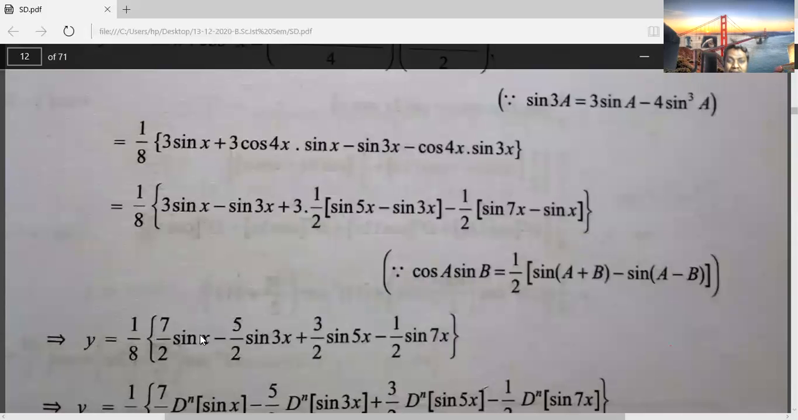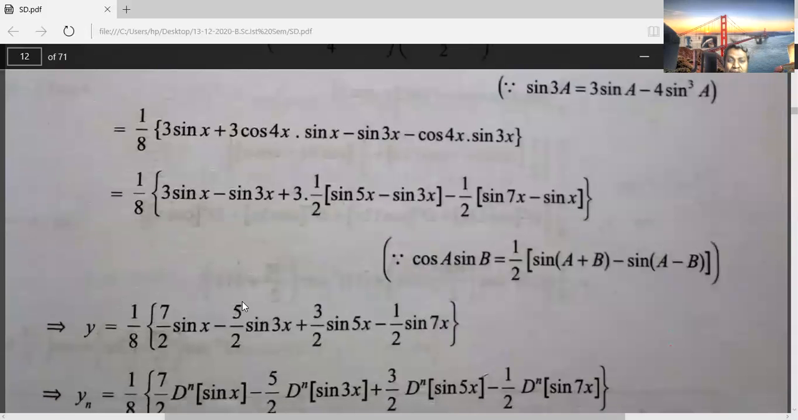And here you see 3 sin x is there. You open the bracket and write the components here so that you get 7 by 2 into sin x, because sin x is there. Here also we are getting minus 1 by 2, minus into minus is plus, 1 by 2 sin x, and here also we are getting 3 sin x. If you simplify, we are getting this.